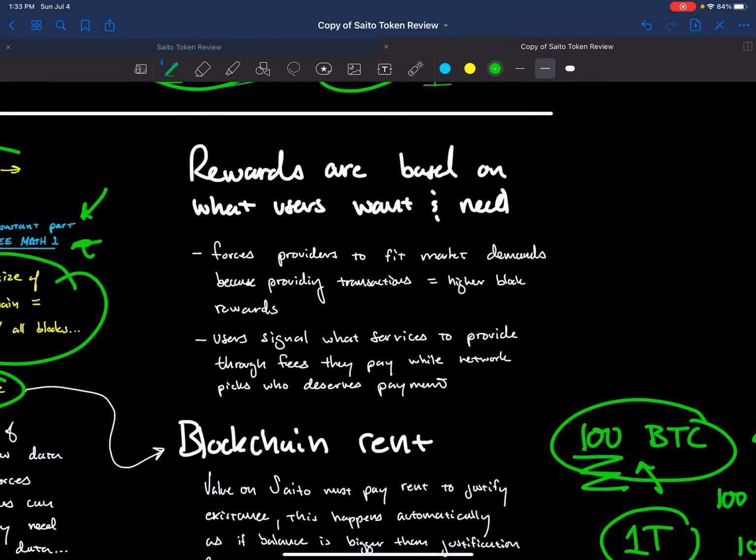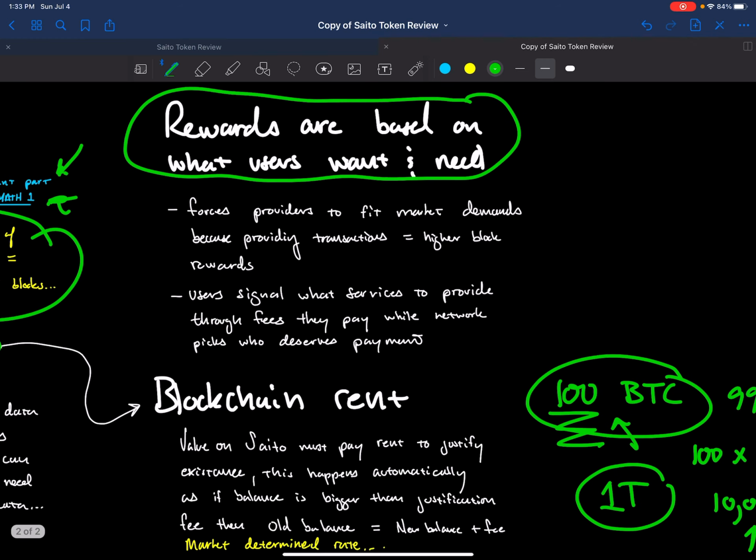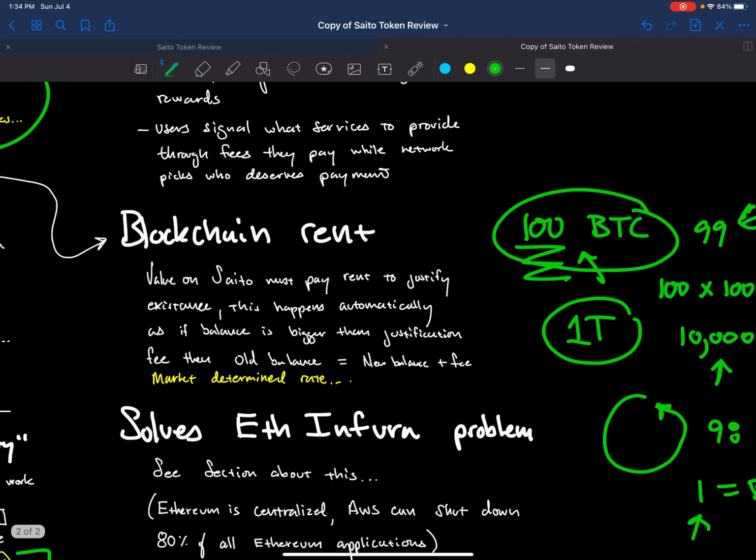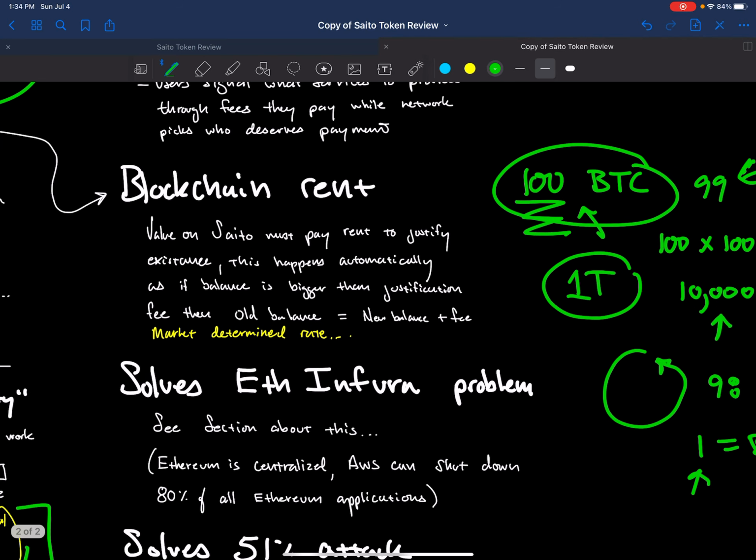Okay, so rewards are based on what users want and need, which is great. It forces providers to fit market demands because providing transactions equals a higher chance of rewards. Users signal what services they want through the fees that they're willing to pay on the network. And so all of this equals blockchain rent. So it creates a value on Saito that must be paid as rent to justify its existence.